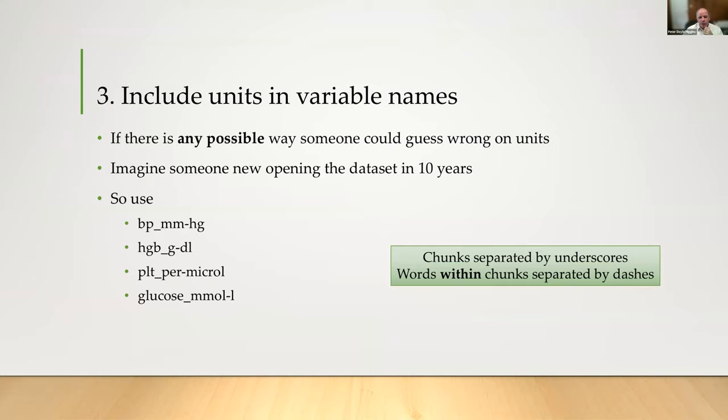Imagine someone new opening the data set in 10 years. Typically, we'll use the variable name, underscore, and then the units. And consider these as two distinct chunks. So you get an underscore between chunks, and words within chunks, if you have more than one, are separated by a dash. So millimeters of mercury, grams per deciliter, millimoles per liter.